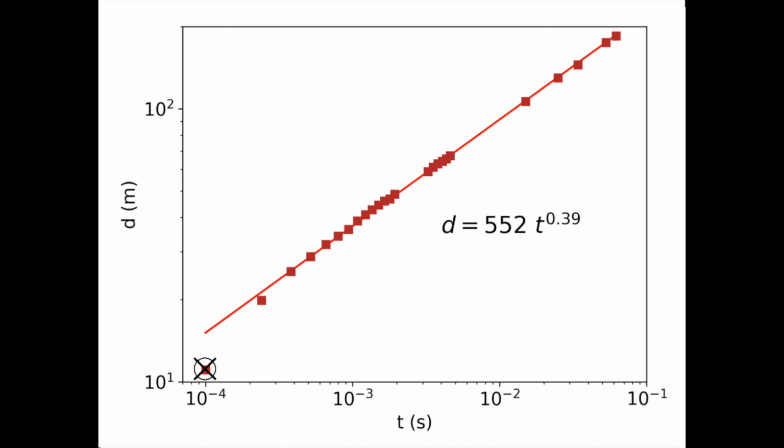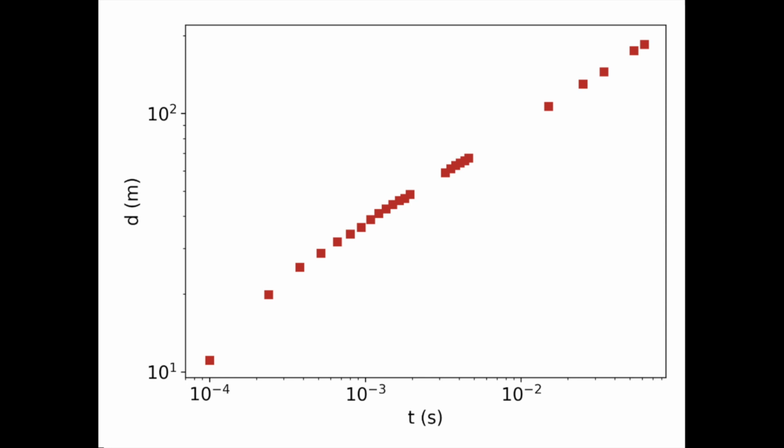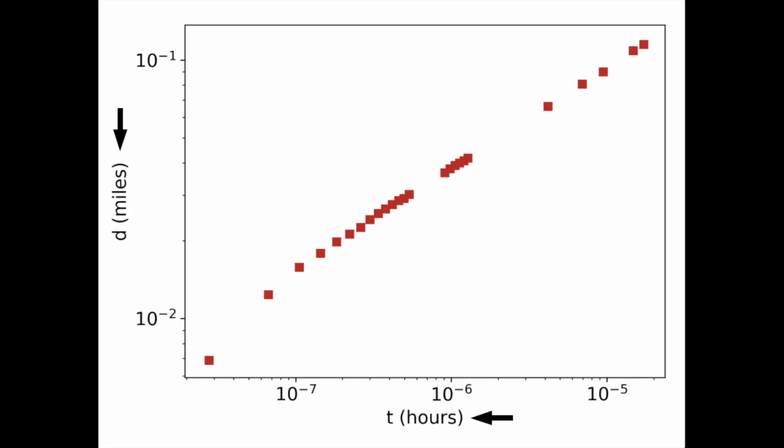But 598 or 552, 0.41 or 0.39, how can we interpret these numbers anyway? The first thing to do is to take a closer look at the units. In Taylor's plot, the size was measured in meters and the time in seconds. But you will agree that one could have used yards and milliseconds, or even less conventional choices like miles and hours. Changing the units does not change the shape of the plot, just the numbers at the bottom and on the left.